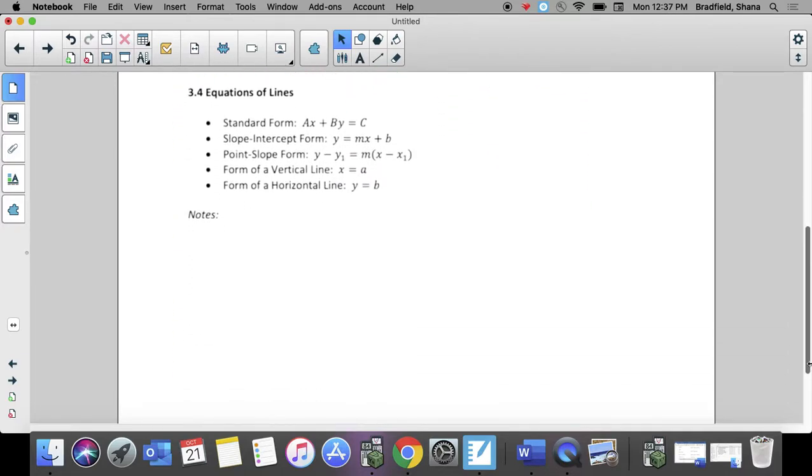Then we have different equations of lines. We first had standard form and what that looks like. Then we had slope-intercept form, y equals mx plus b, m is the slope, and b is your y-intercept. Then we had point-slope form. So given a point and a slope, we would use that typically to either write it in slope-intercept form so that it's more easily graphed, or we can put it in standard form. And then what's the equation for a vertical line or a horizontal line? Vertical lines go up and down, and horizontal lines go left to right.